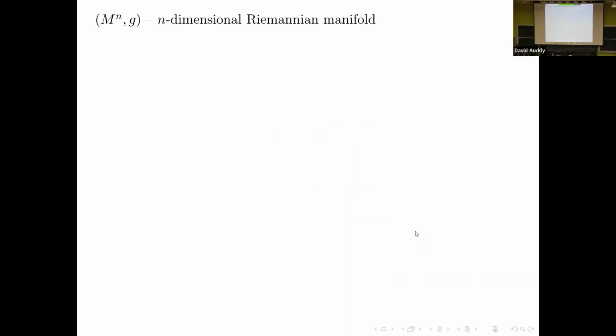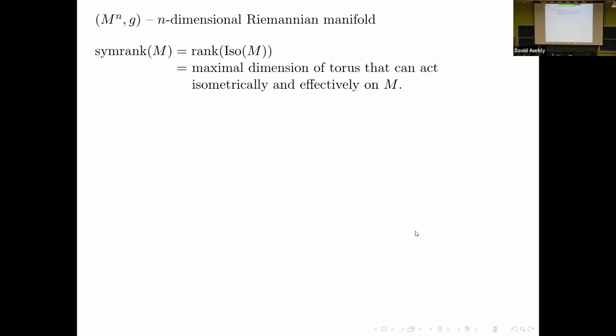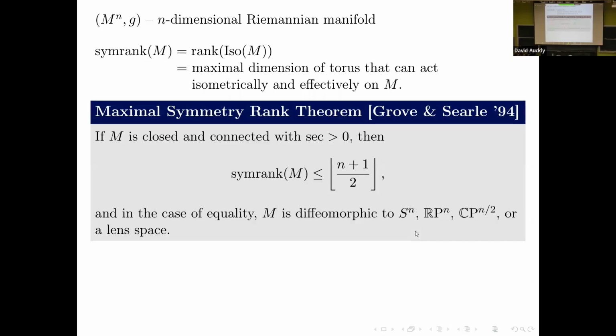I'm talking about positive intermediate Ricci curvature with torus actions. Throughout the talk, I'm talking about Riemannian manifolds. So M is going to be an n-dimensional Riemannian manifold. I will often not write the n or the g in this notation. And we are talking about symmetry rank, which is the rank of the isometry group of the Riemannian manifold. So that is the maximal dimension of a torus that can act isometrically and effectively on your manifold.